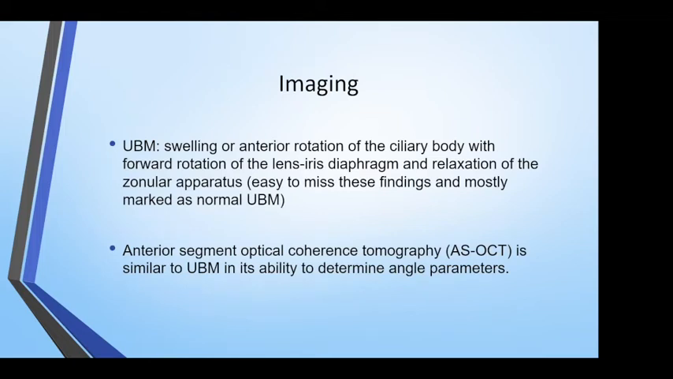So what can we do in terms of imaging? We can order UBM, which has a challenge, you know, we don't have many technicians who read the UBM very well, but if someone can detect it, you will see a swelling or anterior rotation of the ciliary body with forward rotation of the lens iris diaphragm, and relaxation of the zonular apparatus. It's easy to miss and mostly marked as normal UBM. We can also use the anterior segment OCT, which is similar to UBM, but it's easier to get access to.